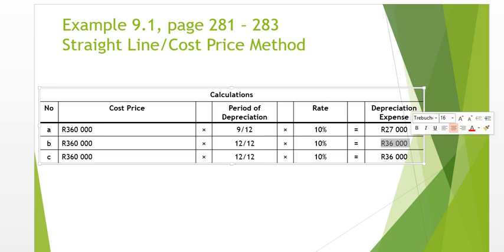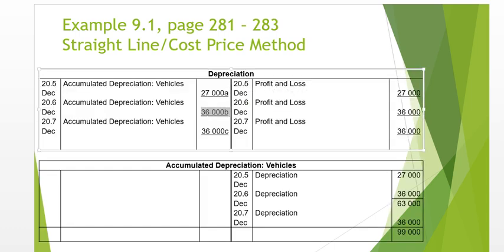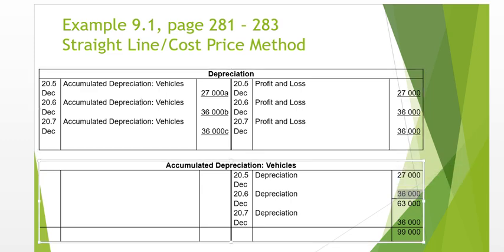So in the 2006 financial year, our depreciation was 36,000 Rand. If we record this, then for depreciation, we will debit depreciation, being our expense, on the 31st of December 2006, and that needs to go to our accumulated depreciation on vehicles account. Now, in the accumulated depreciation on vehicles account, we will credit 36,000 Rand on the 31st of December 2006 from our depreciation account. So in total, at the end of December 2006, our total accumulated depreciation will be 63,000 Rand.